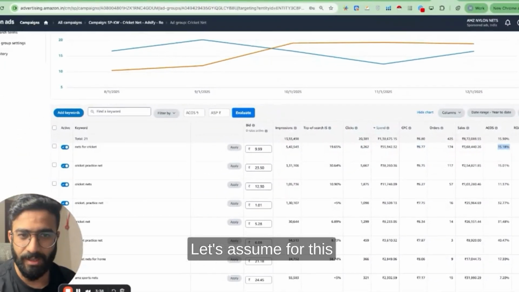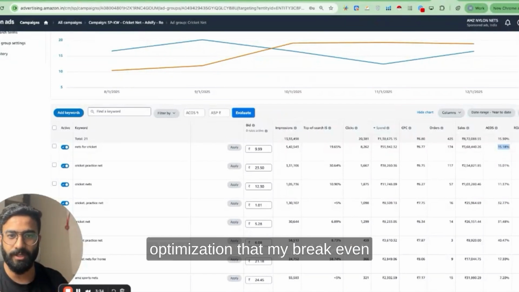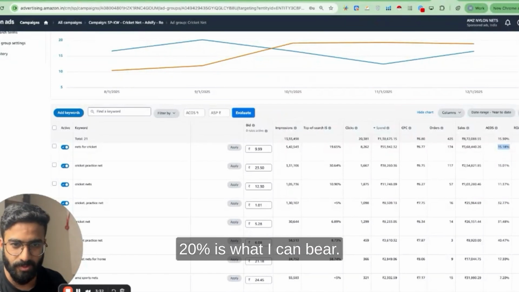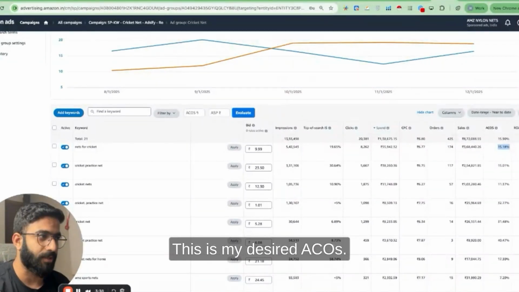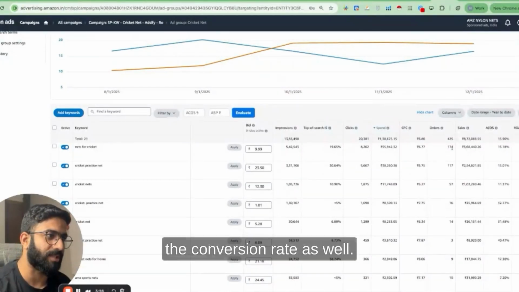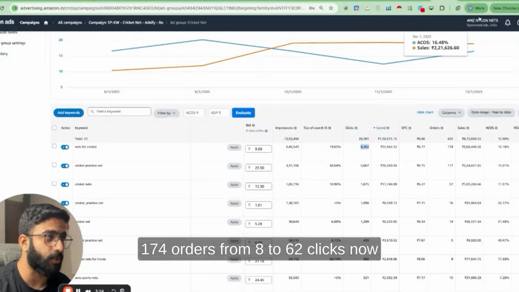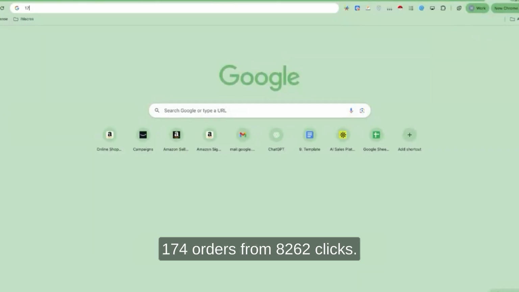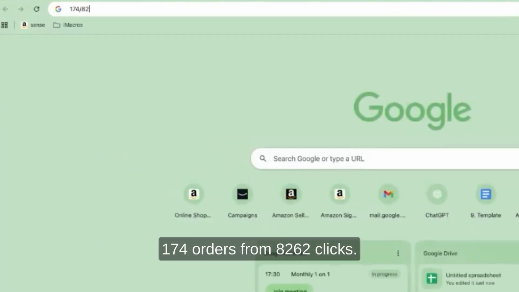Let's assume for this optimization that my break-even ACoS for this product is 20%. 20% is what I can bear. This is my desired ACoS. Let's quickly calculate the conversion rate as well. 174 orders from 8262 clicks. Now that simply means 2.1% is my conversion rate.